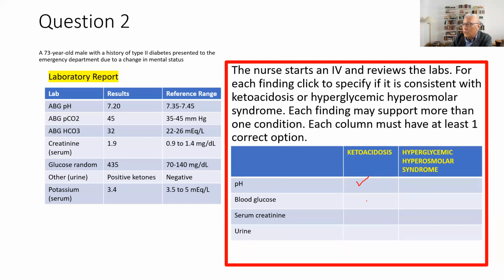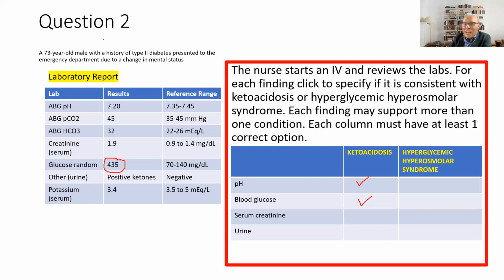How about the blood glucose? Well, the blood glucose over here is 435. And so would a blood glucose of 435 classify as ketoacidosis? Yes. Would it classify as HHS? No. Why? What is the magic number for HHS? 600. Yes, 600 or above.